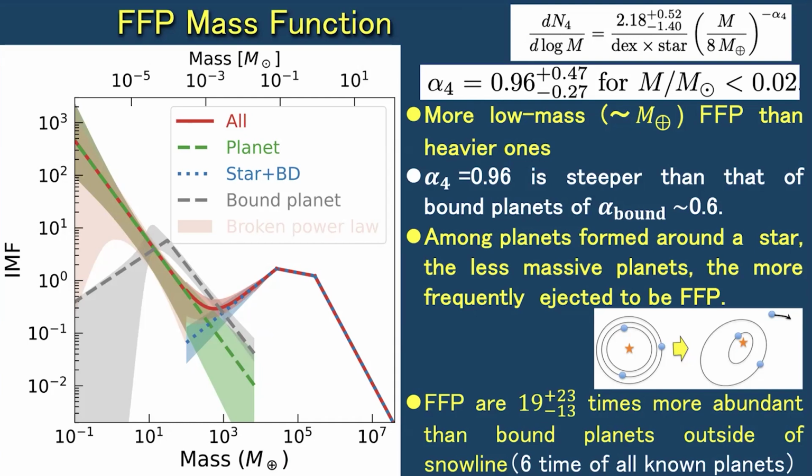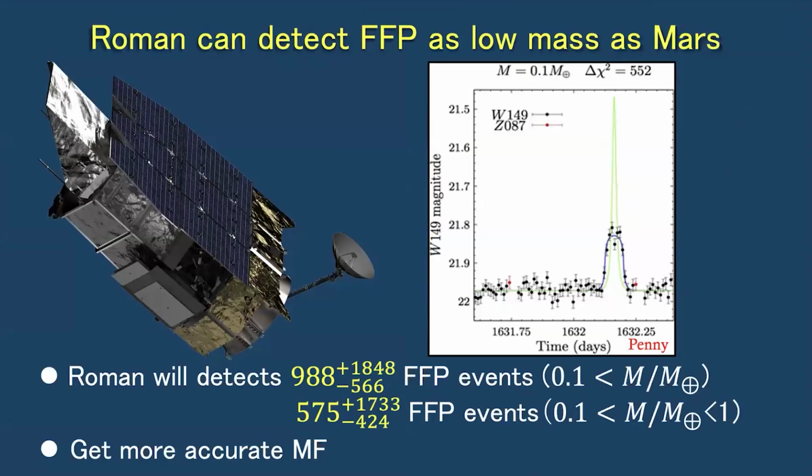So then from this mass function, we estimated about 19 times more FFP are more abundant compared to the bound planet. And this is about 6 times more of all known planets, including the transit planets. As you know, Roman can detect FFP as low mass as Mars.